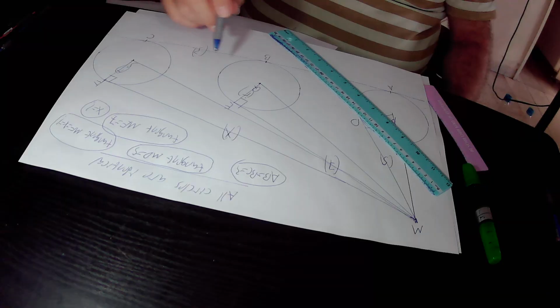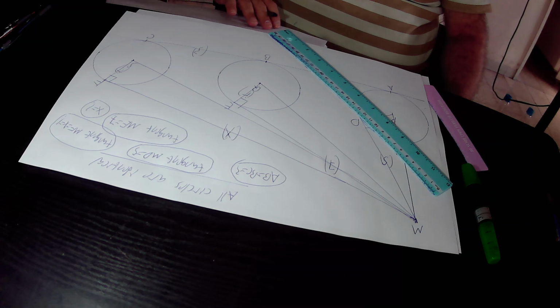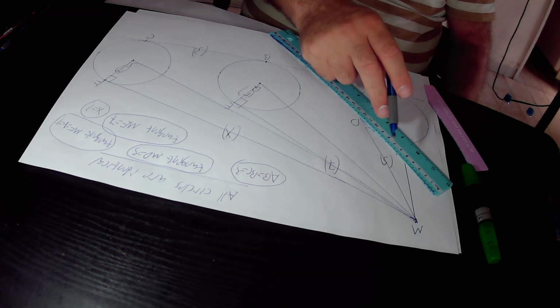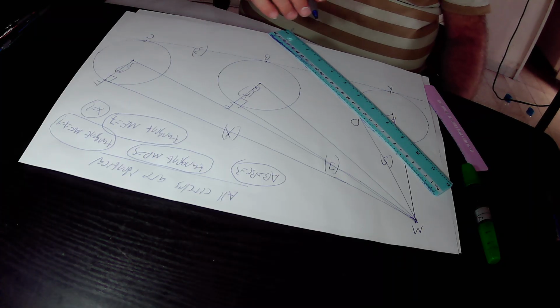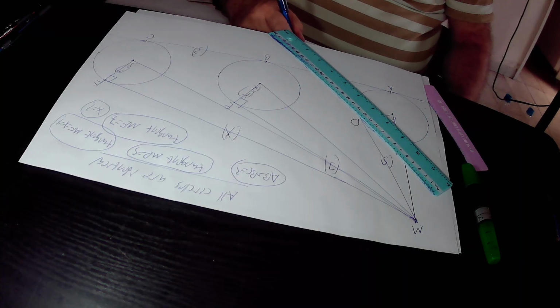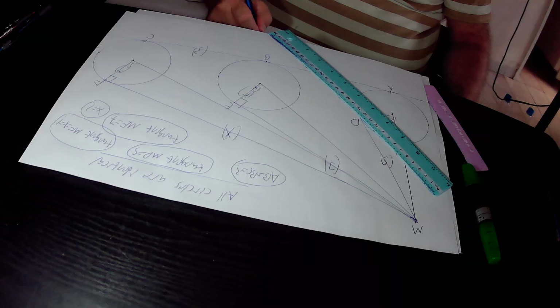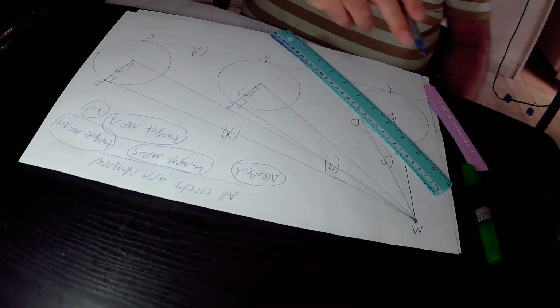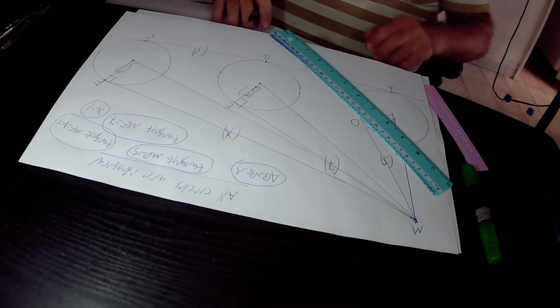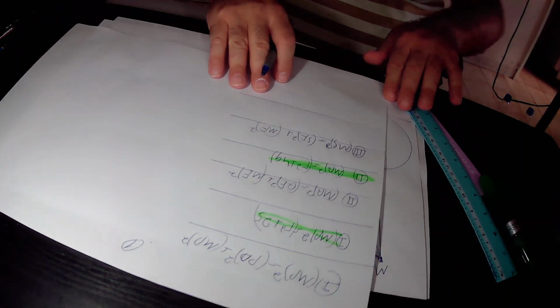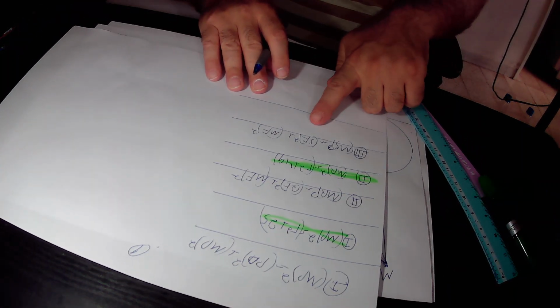By joining points S and M, we can then form the right triangle MFS. So in the next step, we will implement the Pythagoras theorem on this right triangle MFS. According to the Pythagoras theorem, in this right triangle MFS, MS squared, that is the square of the hypotenuse, equals SF squared plus MF squared.